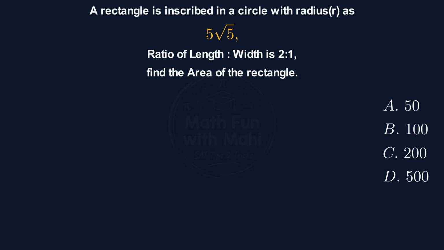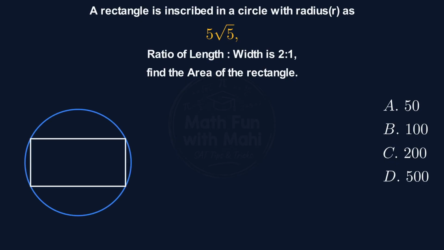On the SAT, geometry problems often hide a secret right triangle. We are told a rectangle is inscribed in a circle with a radius of 5 square root of 5 and a length to width ratio of 2 to 1. Our goal: find the area.